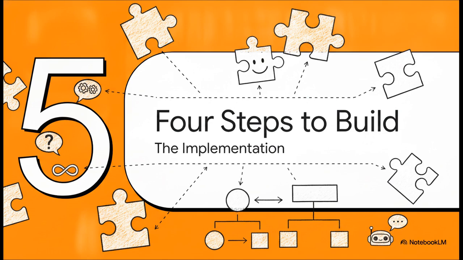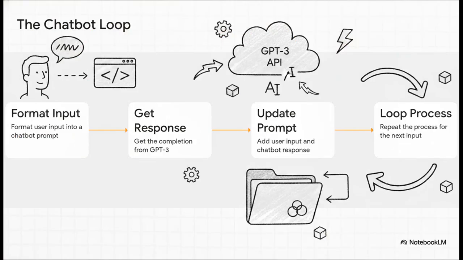Section 5. 4 Steps to Build. All right, we've explored the friendly interface, the magic of prompting, the copy-paste memory trick, and the custom personas. Now, it's time to put all those puzzle pieces together into a remarkably simple, totally satisfying 4-step loop. If you're writing a Python script to build this yourself, here's exactly what your code does. Step 1, format the user's input into your predefined chatbot prompt, adding it to that user and Skippy script format.